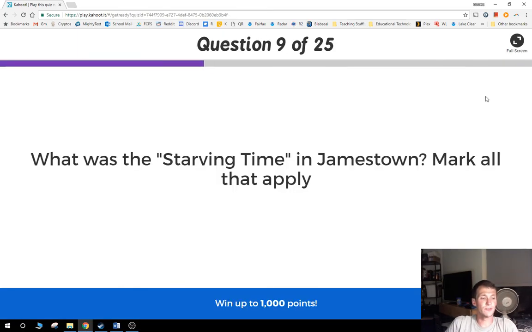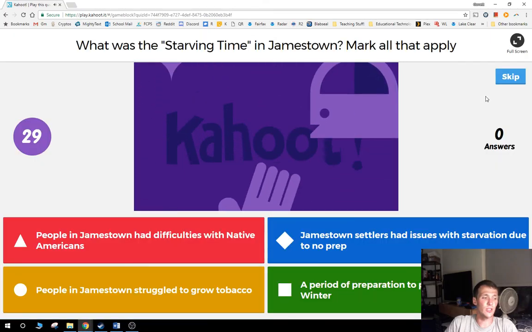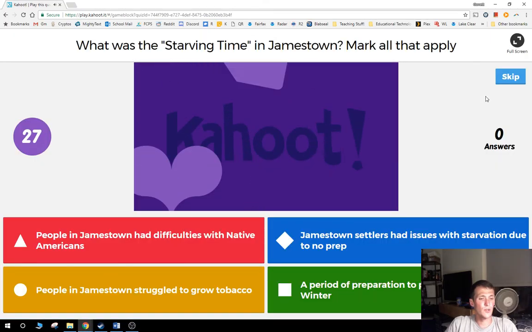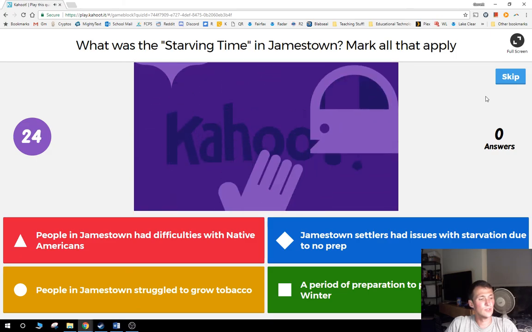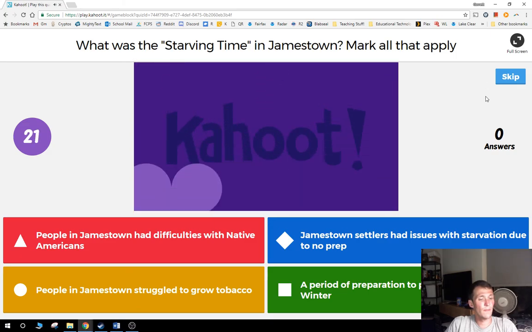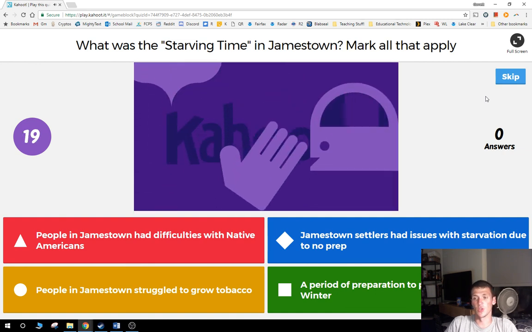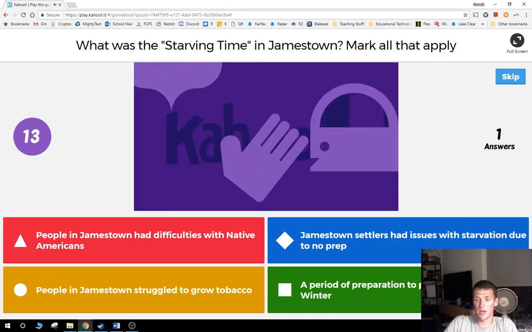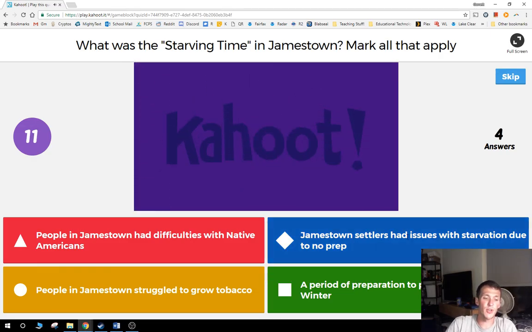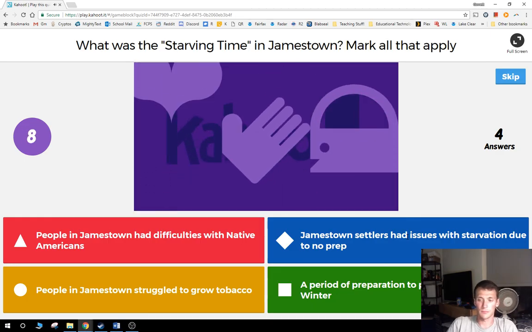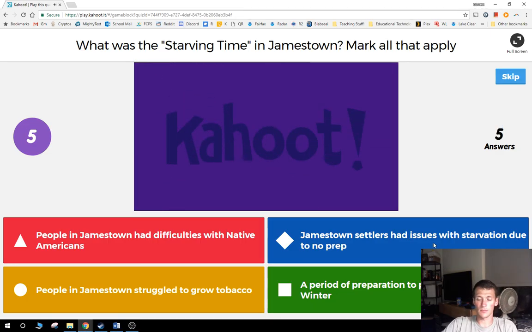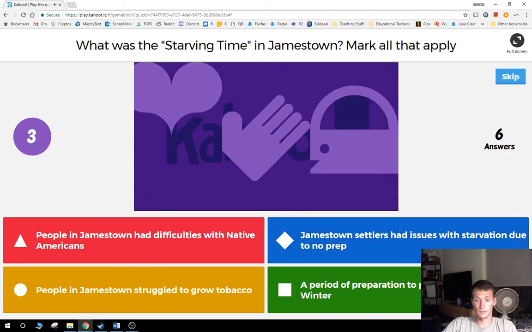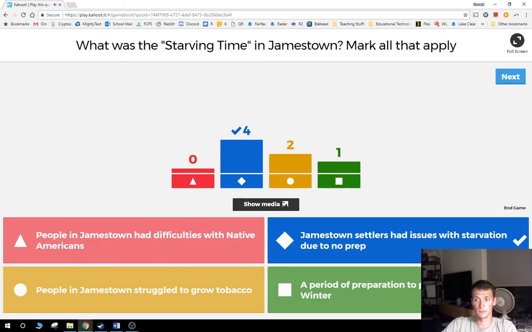So what was the starving time at Jamestown? There's actually only one answer here. And I realized I'm cutting off the bottom part of it. The green is a period of preparation to prevent starvation in winter. So, right, the settlers had issues with starvation due to no prep. I ran out of space to write, so that was the answer.